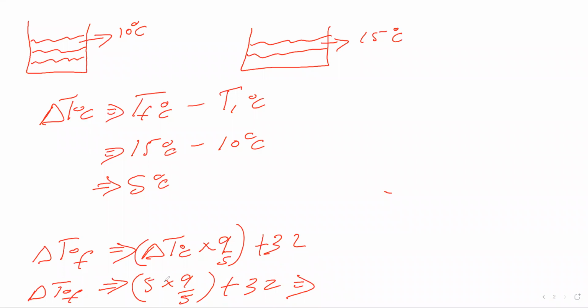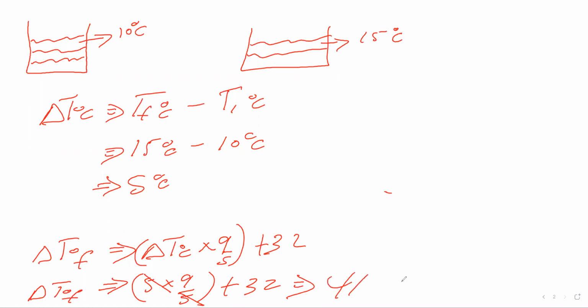So 5 times 9 upon 5 is how much, Quincy? 5 and 5 would go out, right? Oh, my bad. Sorry. It must be 9. Yeah. 9 plus 32. Sorry, that's my bad.